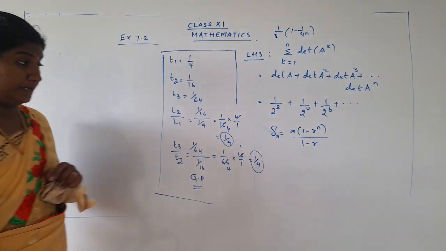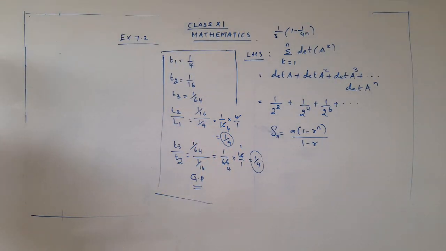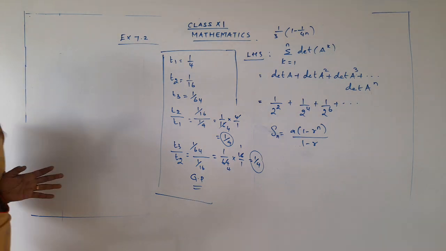This is the formula for GP. If you are going to find out the sum of a GP, this is the formula we have to use. Sn is equal to A into 1 minus R raised to N upon 1 minus R. These are all the formulas we did in our 10th standard. If you have your 10th standard textbook, you can refer to it for the formulas.